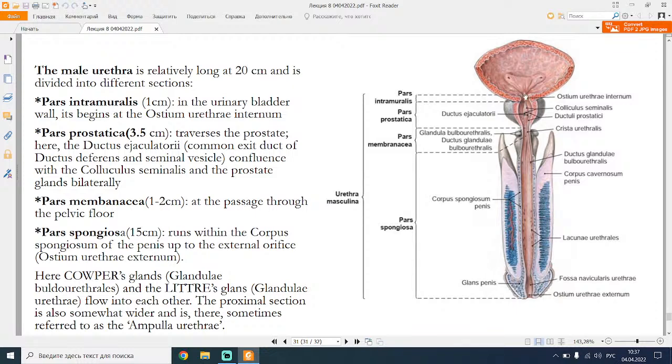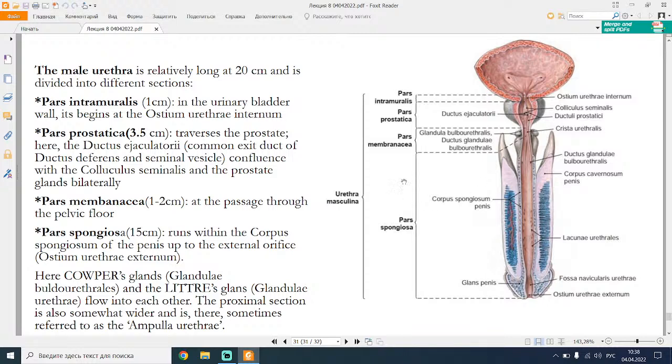It traverses the prostate. Here the ductus ejaculatorius, the common exit duct of ductus deferens and seminal vesicle, confluences with the colliculus seminalis, and the prostate glands open bilaterally. Next part, pars membranacea. A short part, 1-2 centimeters, at passage through the pelvic floor.